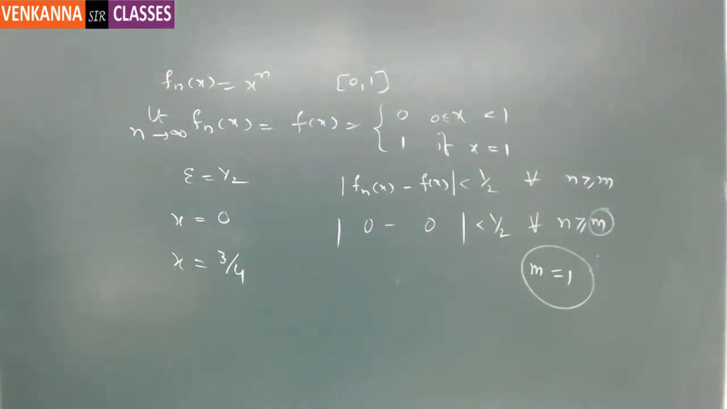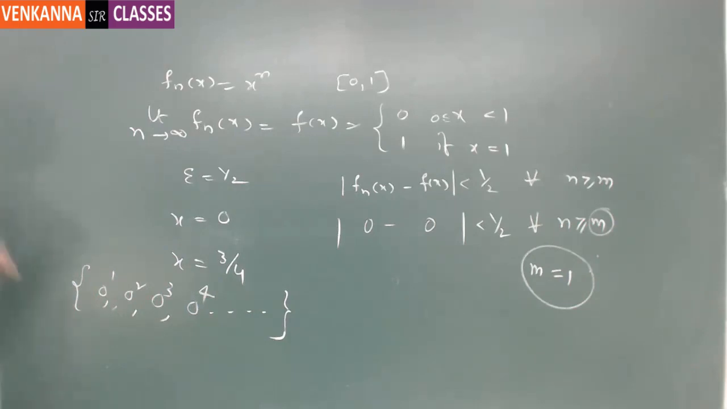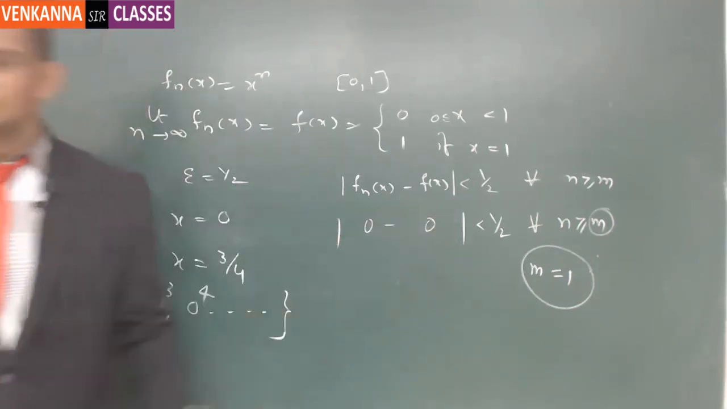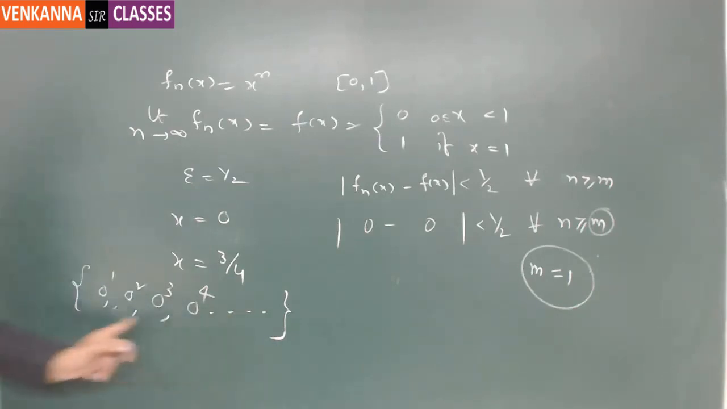Please write the sequence x power n by taking x equal to 0. If x equal to 0, since the n value is varying, 0 power 1, 0 square, 0 cube, and so on, you are going to write the sequence. This is the sequence you will get. Function value is 0, limit value is 0. And this is less than 1 by 2 from the first term number onwards. From the very first term onwards, this is true. Accept it.